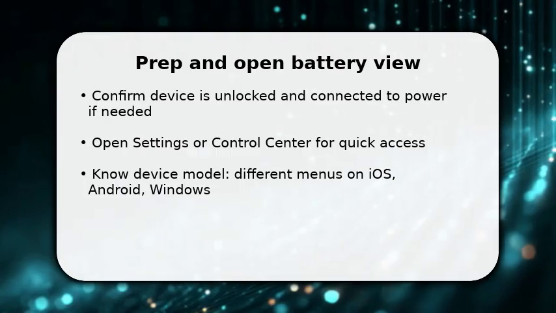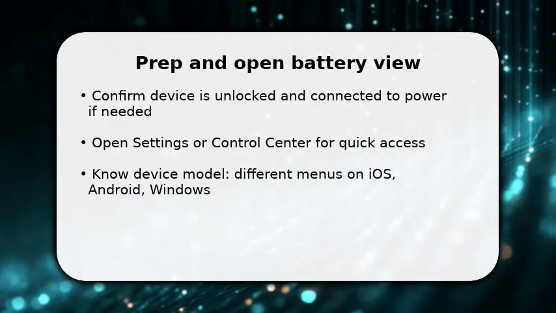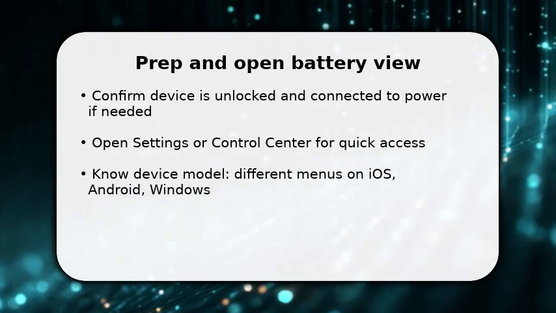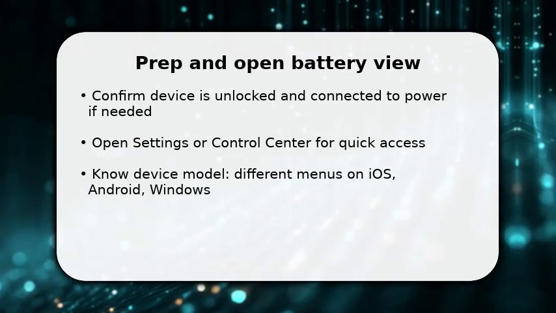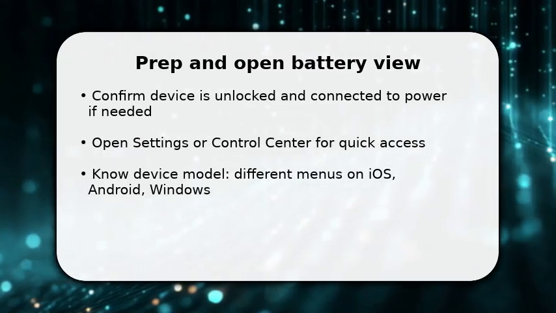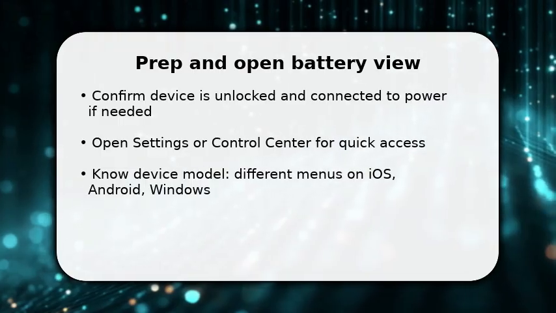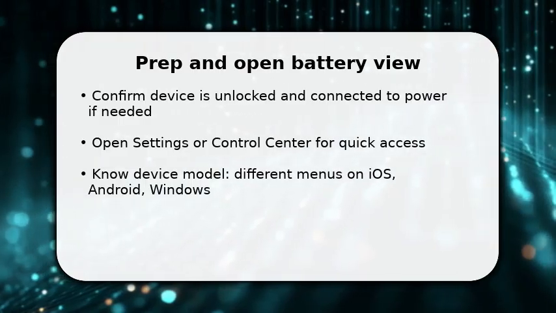You start by opening the settings area where battery info lives. This ensures you get precise numbers rather than guesses. Once done, identify your device model because menus differ between iOS, Android, and Windows. Make sure to follow the right path.